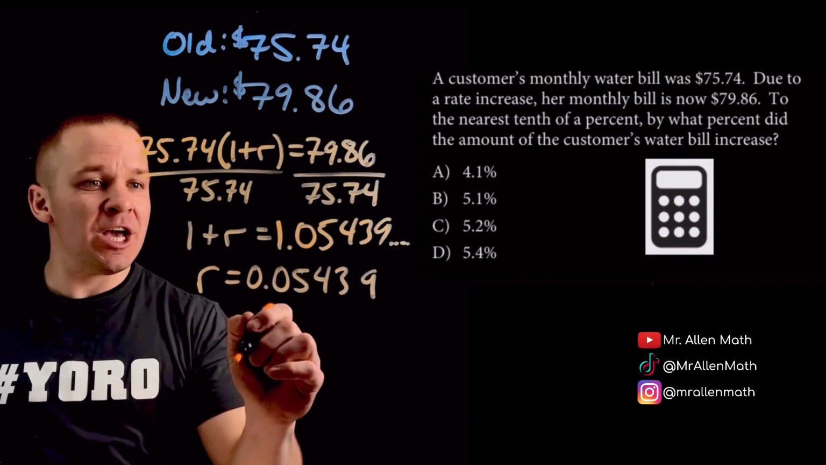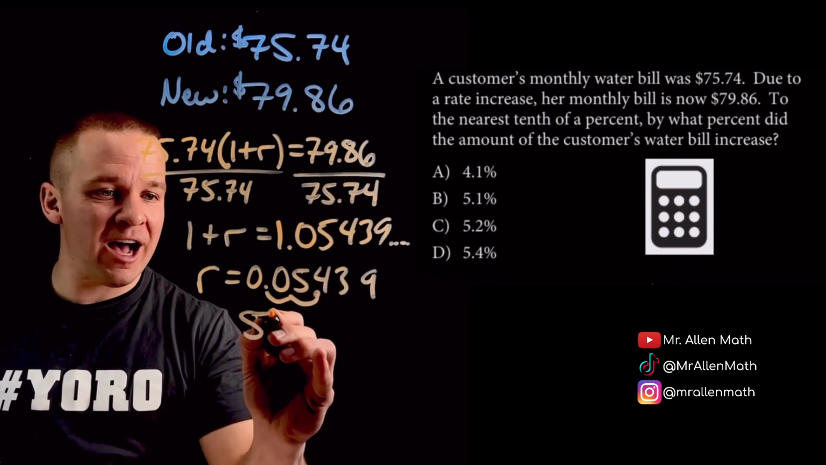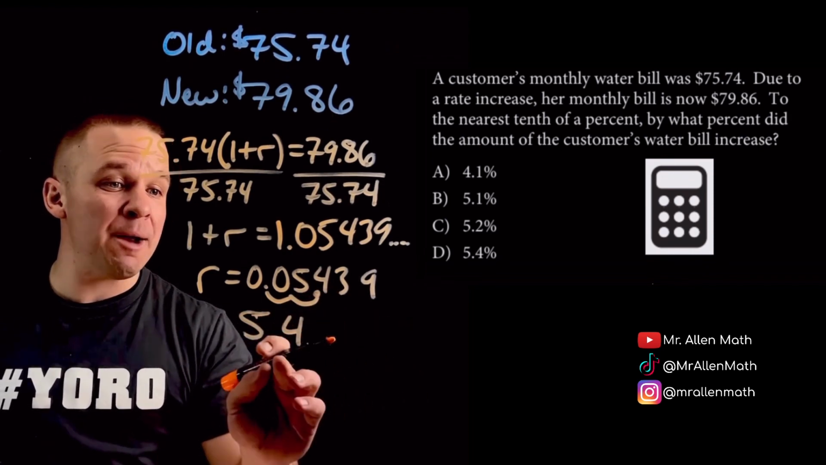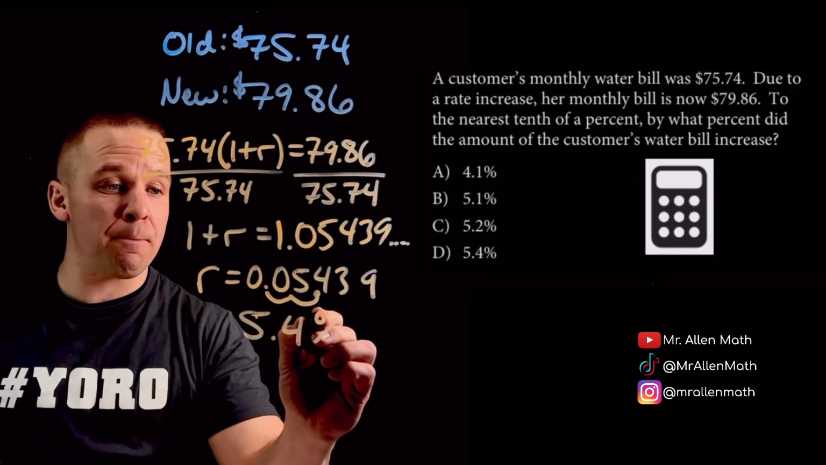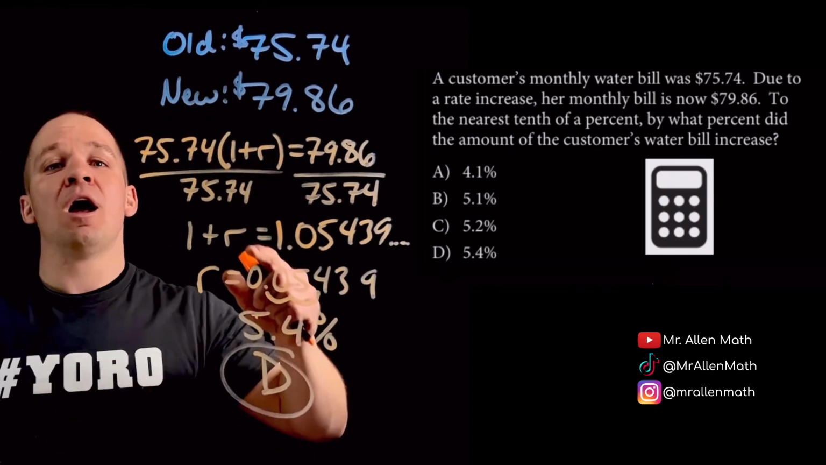Well, percentage, this is a decimal, I can multiply by 100 or move it twice, and I get 5.439, but 5.4 is the nearest tenth of a percent. My choice here is D. That's dope. We're done.